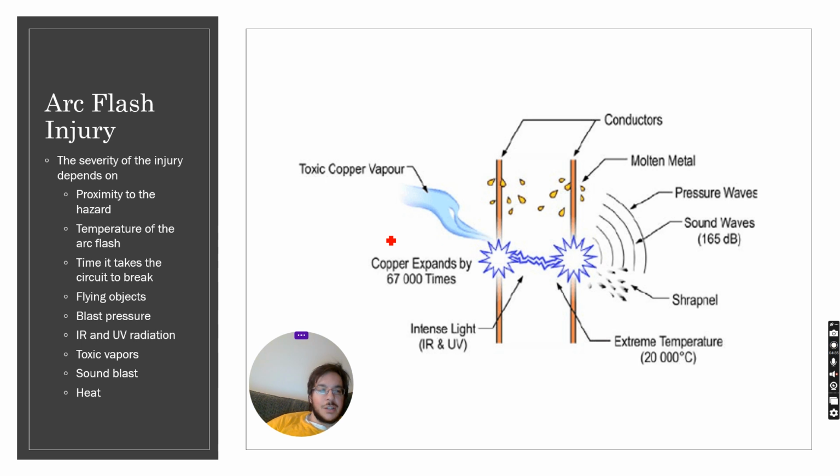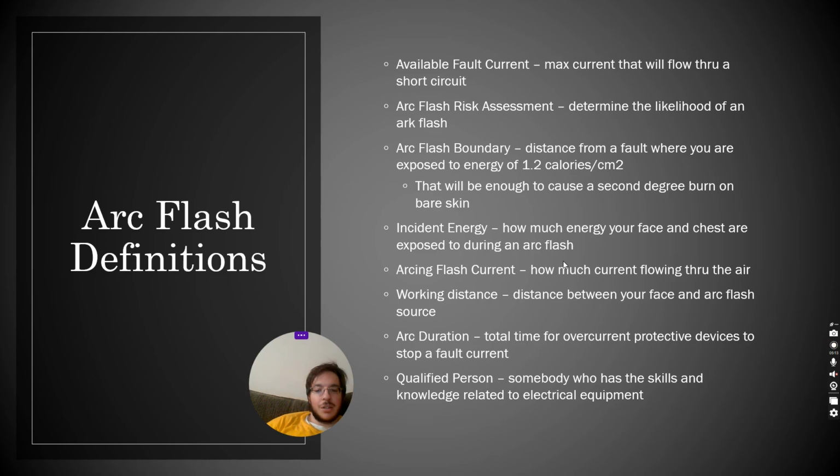Imagine now the inside of your lungs are coated with copper, and we've got a huge sound and pressure wave. This pressure wave can throw you across the room, and the sound wave can make you deaf and probably kill you as well. It's 165 decibels, and we can end up with light and temperature of around 20,000 degrees. The worse the arc flash is, and the closer you are to it, the more likely you are to get injured, and the worse the injury you're going to get.